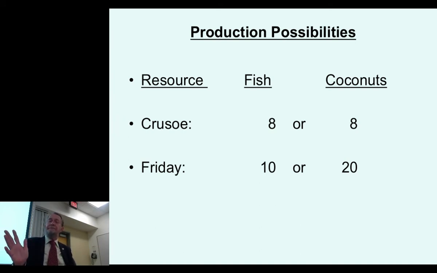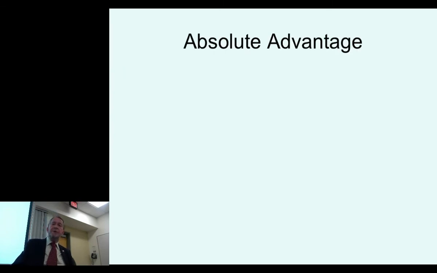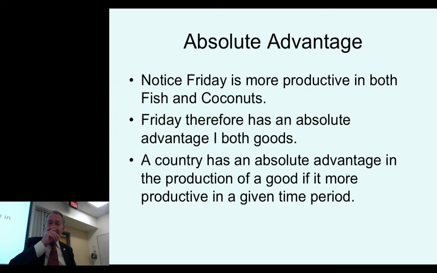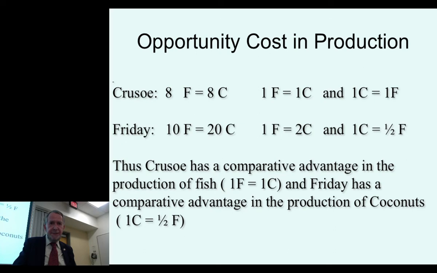Friday has 10 to 20. So every one of his fish that he gets costs him what? 2 coconuts, right? And every coconut that he gathers costs him a half of a fish. So he has different relative abilities, 1 to 1 versus 1 to 2 or 2 to 1. So that represents the second assumption, that resources differ in their relative ability to produce goods. So notice Friday's more productive. That's like the United States. He has an absolute advantage, and then the United States does too.